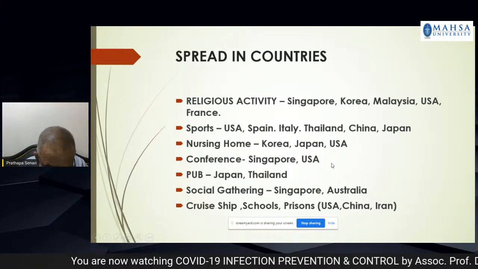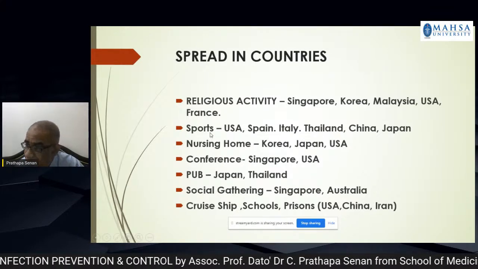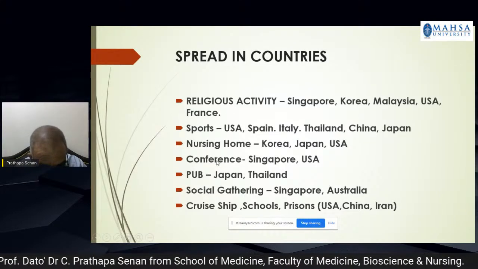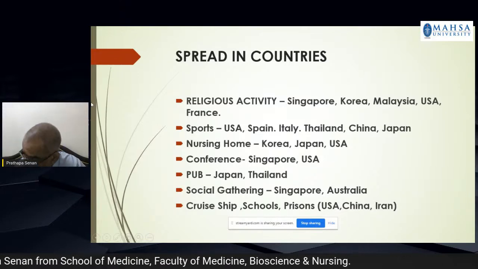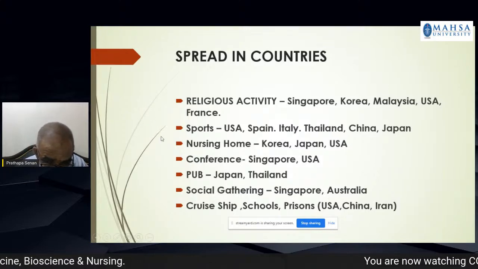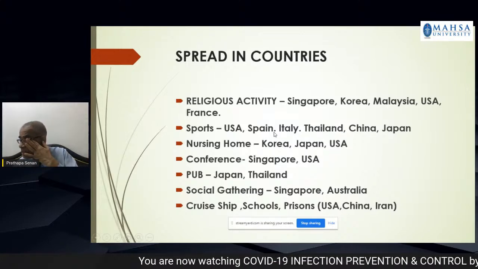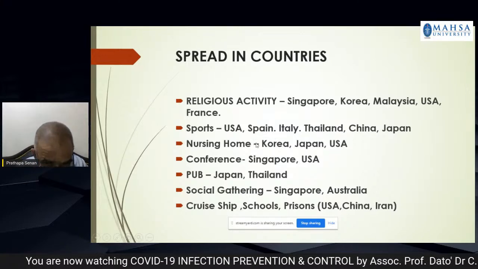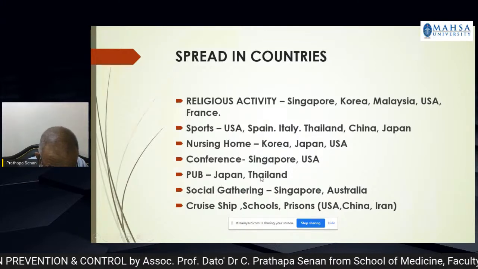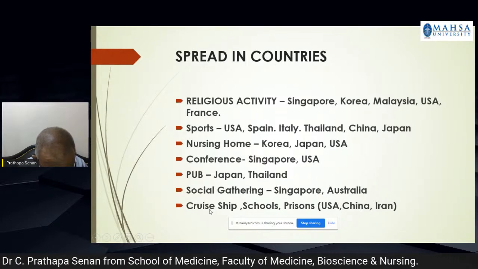Conferences and meetings can also spread it, in Singapore and the US. If you have a meeting for more than half an hour, the chance of spreading is there, because when you speak, you give out about 200 virus particles per minute, and if you speak for half an hour, you already have your 1,000 particles for a person to be infected. Okay, conference, pub, Japan and Thailand, because you spend a lot of time there. Once you go in, you don't know when you're coming out.